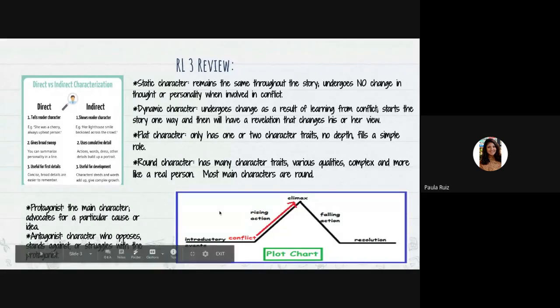Okay, and then the plot chart. You should be familiar also with the parts of the plot. For this standard, we'll mainly focus on the conflict that leads to the climax, and then everything else comes after that.